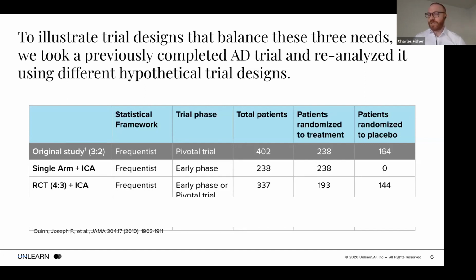analyze in a frequentist approach so that it's acceptable to use for an early phase or even a pivotal clinical trial, because it will control the type 1 error rate. And in this trial, there are only 193 patients receiving treatment and 144 patients randomized to placebo. So this is a trial with a smaller enrollment, but the same statistical power as the original study.